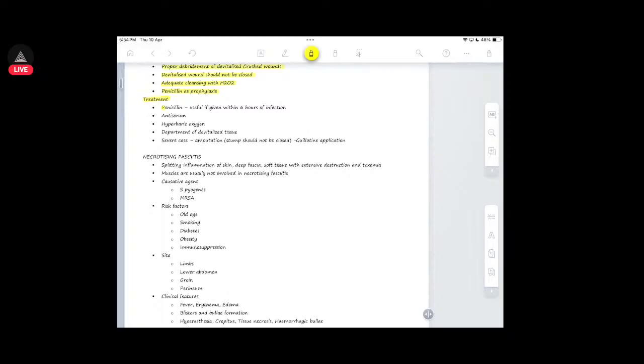So treatment, you have penicillin, which is useful if given within 6 hours of infection. You have to provide anti-serum. You have hyperbaric oxygen. Debridement of devitalized tissue, and in severe cases you have to do amputation, wherein the stump should not be closed, with skeleton application.